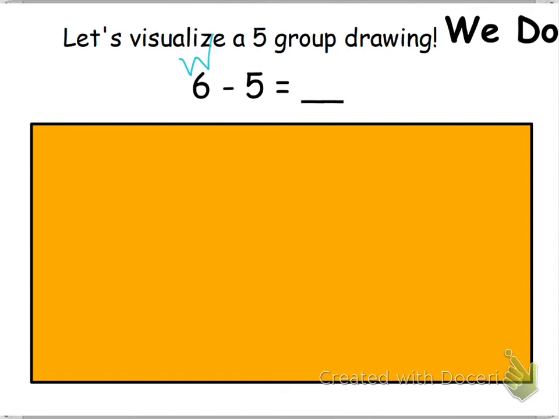Let's see if you get what I get. 6 is my whole, so I'm going to draw 6. I'm going to take away 5. I have 1 left. Did you get 1? Awesome. Yes, 6 minus 5 equals 1.